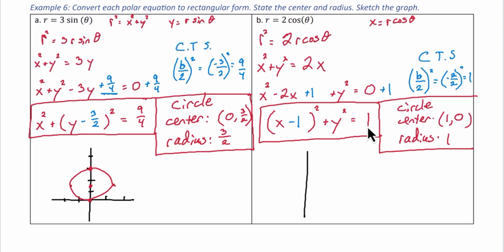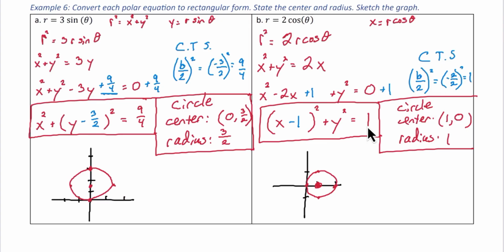If we wanted to sketch this curve, we could. We have the center at 1, 0. And then we'll just go up, down, left, right, 1 unit for the radius. Up, left, down, right. Play connect the dots. And we've got the circle.